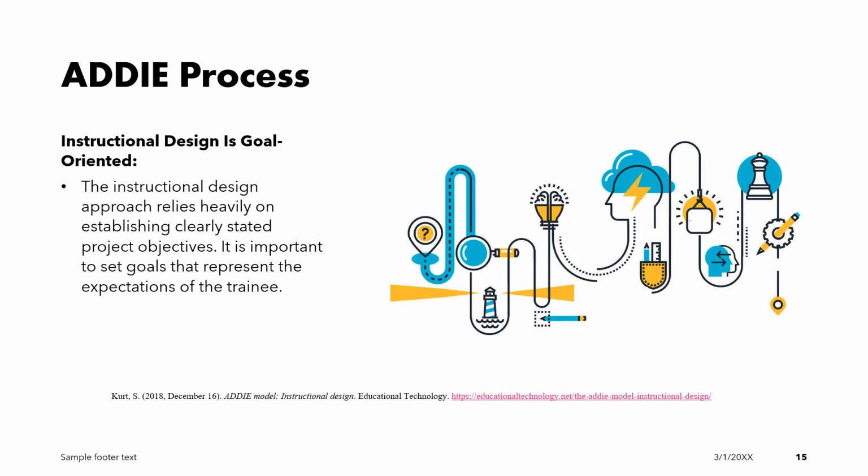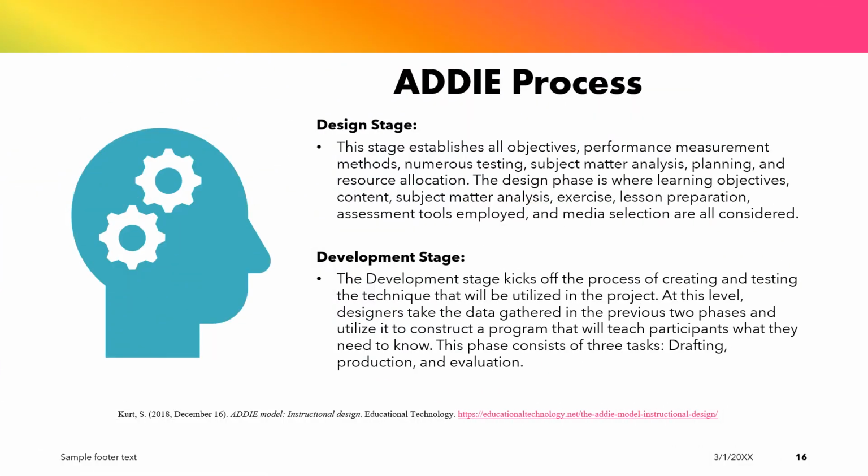Next, instructional design is goal-oriented. Instructional design's approach relies heavily on establishing clearly stated project objectives. It is important to set goals that represent the expectations of the trainee. What is it created for, and how will they reach it? What is the goal? What is the intended goal of the project?